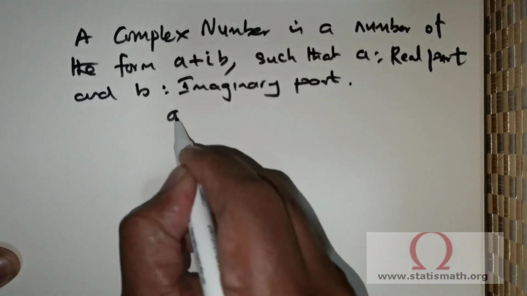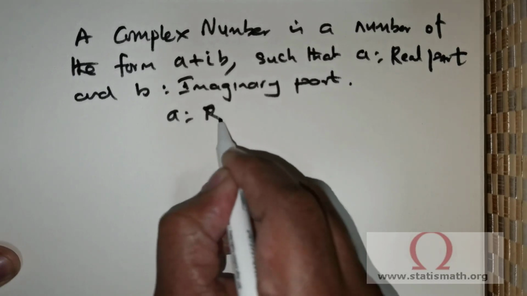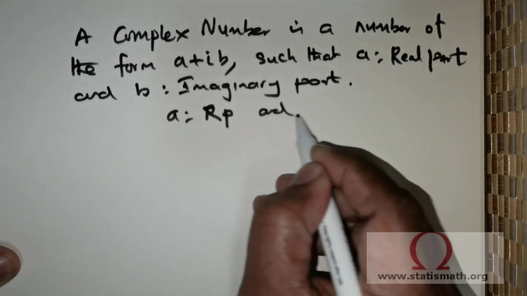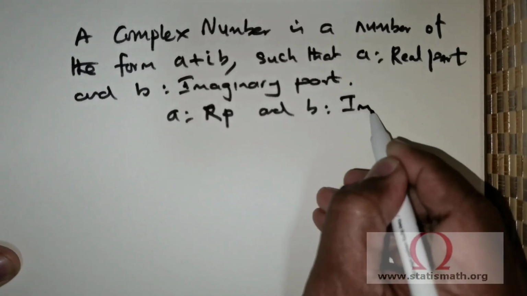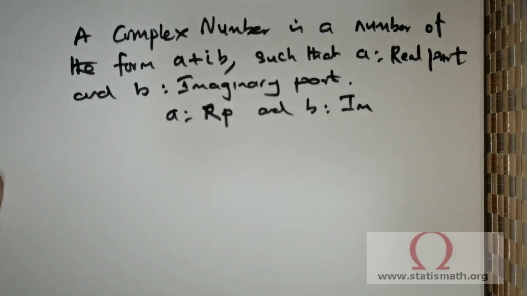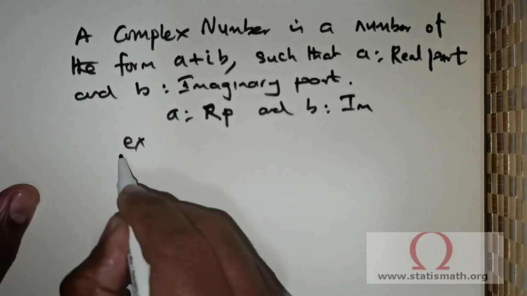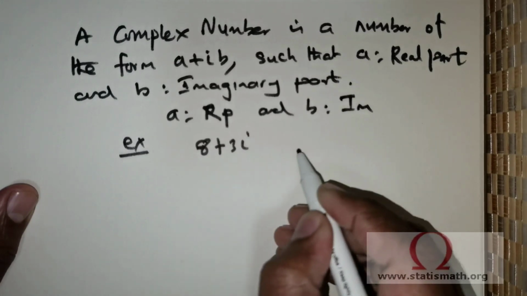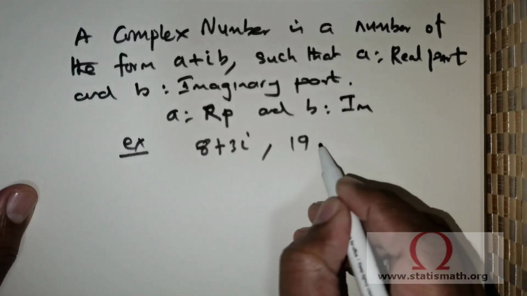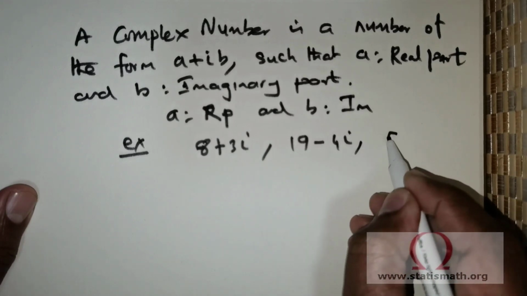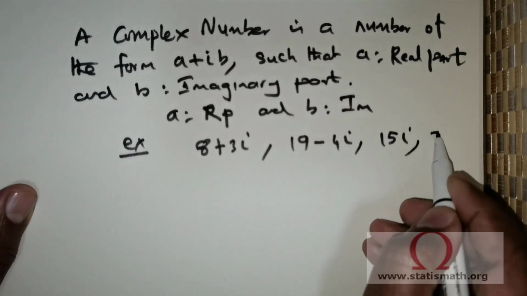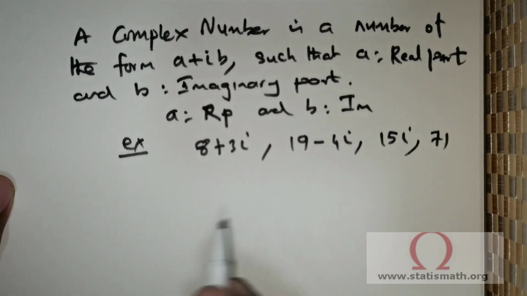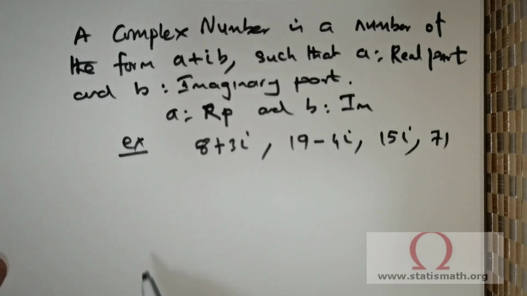Now, a is called the real part, so we write it as Re, and b we write it as Im. We don't use Ip. Have that in mind. Examples of complex numbers can be 8 + 3i, 19 - 4i, 15i, 71. They are all examples.